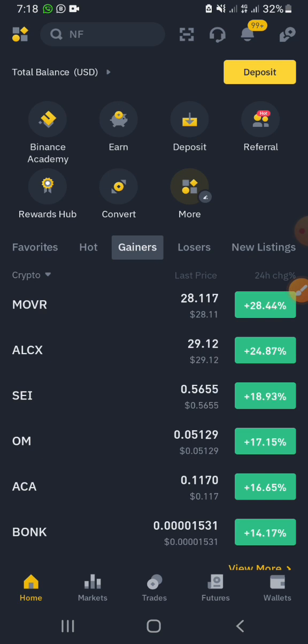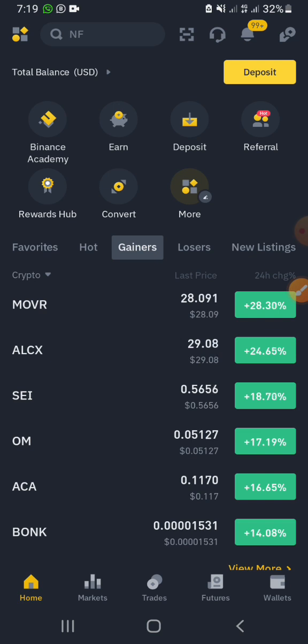For this video, we'll be making use of our Binance application, and make sure your Binance application is verified. In order to verify your Binance application, you can use either your BVN or your national identity card. The verification process takes at least 20 to 30 minutes depending on how you present your verification. Okay, so let's get to it.